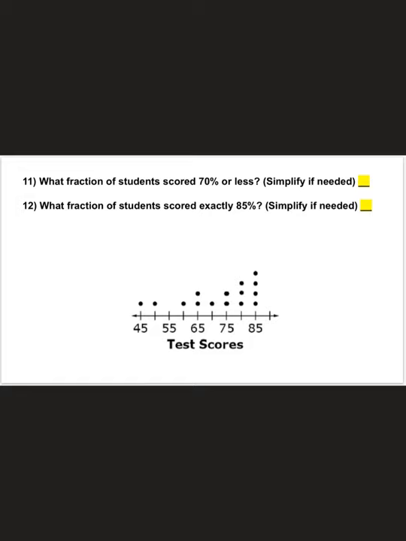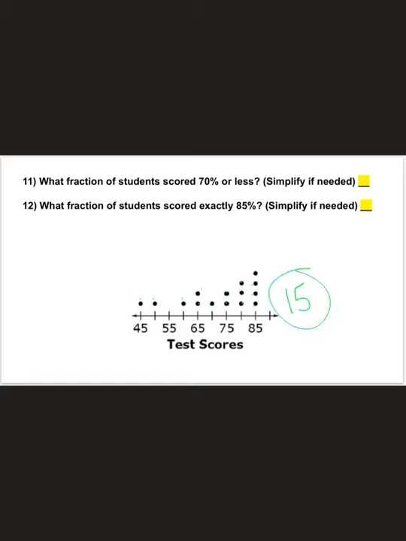So number 11 says, what fraction of students scored 70% or less? Simplify if needed. So first thing we have to do when it asks for a fraction is to figure out how many total data points we have. So we just have to count our points. We have 1, 2, 3, 4, 5, 6, 7, 8, 9, 10, 11, 12, 13, 14, 15. So 15 is our total. I'm going to put that just to remind us.